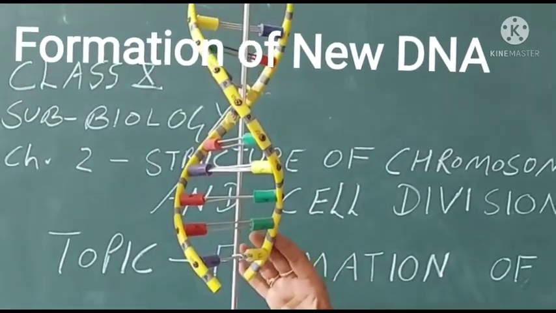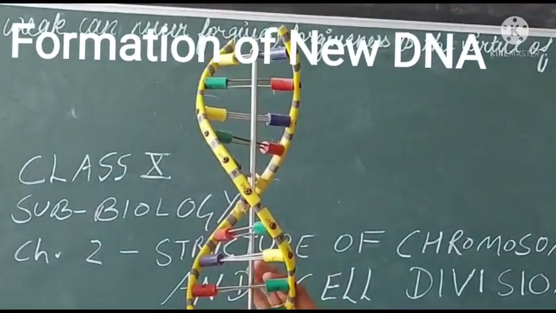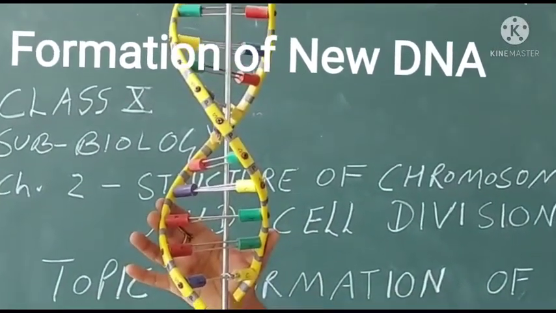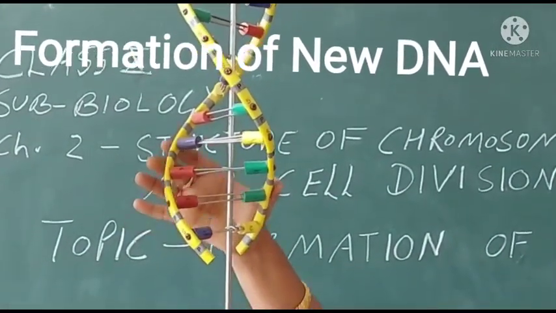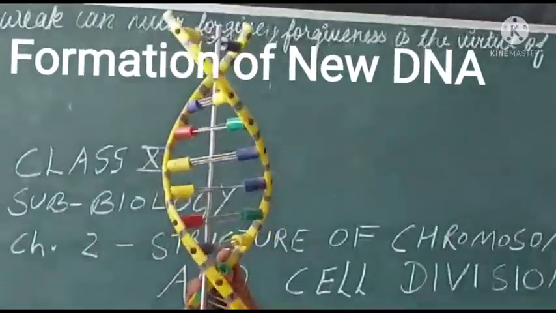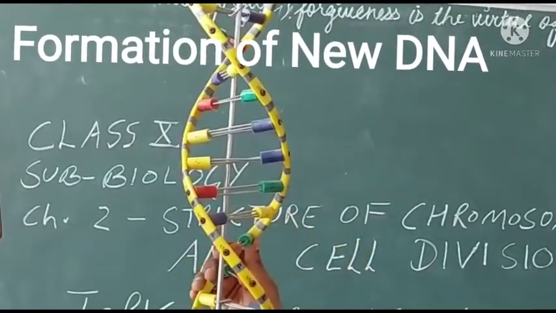Each single DNA strand is composed of repeating nucleotides. Two strands together make a ladder-like arrangement. Here you can see the ladder-like arrangement, and these are the rungs.